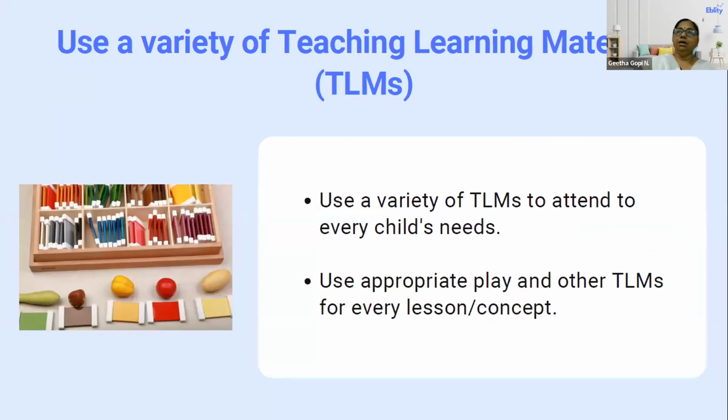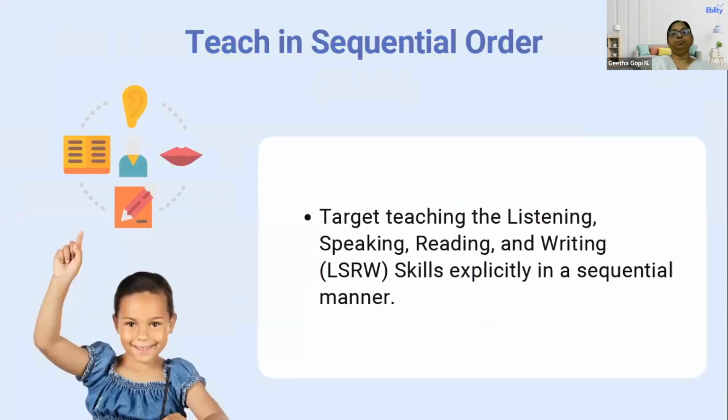Use a variety of TLMs, which people have already mentioned, a variety of teaching learning materials, different kinds of activities, stimulating the different kinds of senses. So use visual activities, auditory, kinesthetic, tactile, all the different modalities, stimulate all the different sensory modalities. So use TLMs which match those, or activities which match those. Use appropriate play and other kinds of TLMs which tie in with whatever lesson or concepts you're teaching. So include, like many of you said, rhymes, games, stories, role play, drama, music and dance. All these activities do help.